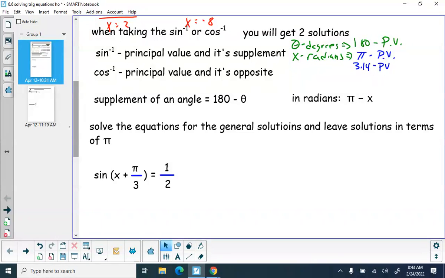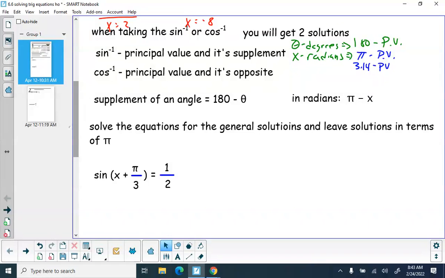So we have some equations here we're going to solve. Solve the equation, general solutions, and leave the solutions in terms of pi. When it states to leave things in terms of pi, that is an indicator that your solutions are going to be a multiple of 30, multiple of 45, or multiple of 90, which are easier to convert into terms of pi.